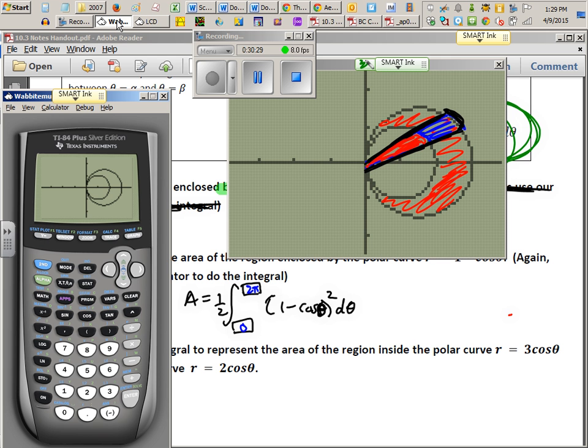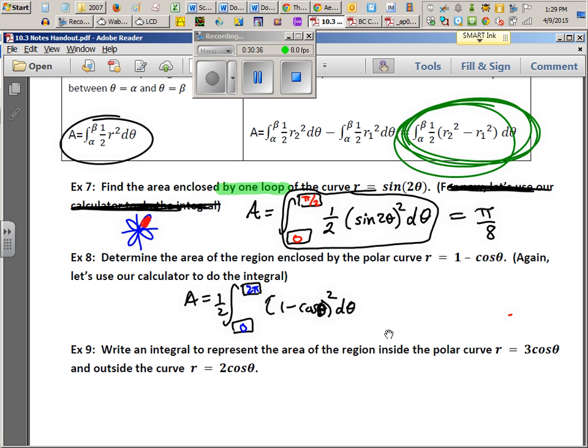Okay, any questions so far? All right, so we can at least get the integral set up. We're going to have to be really careful with our limits of integration. All right, so we're going to set up our integral. This time there's a half out front, and there are 2 functions, squared and subtracted. So this one is the 3 cos theta, and this one is the 2 cos theta.